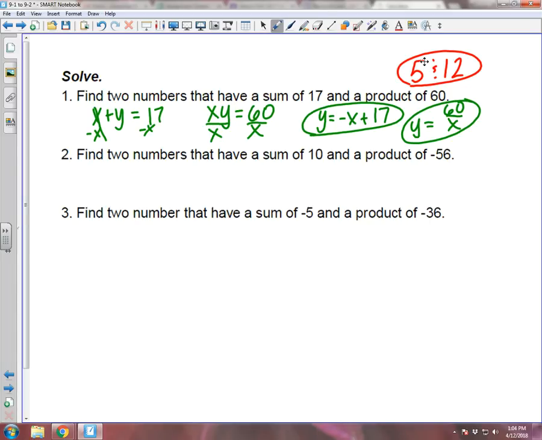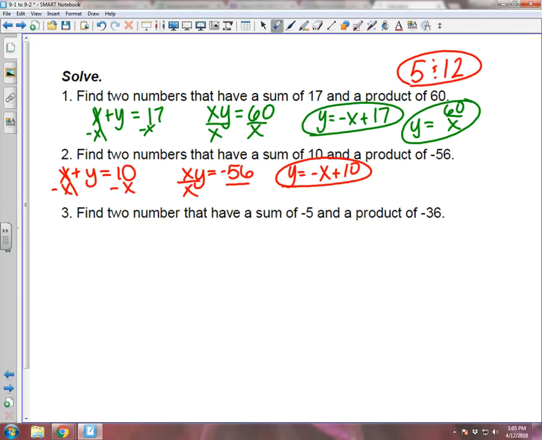Ready for the next one? Find two numbers that have a sum of 10. What you going to tell me? But in order to graph them, I got to get the y by itself. If you subtract the x, what's the new equation? And how about the other one? Divide by what? Perfect. Which gives you what?